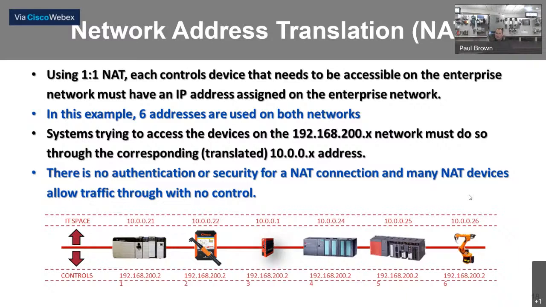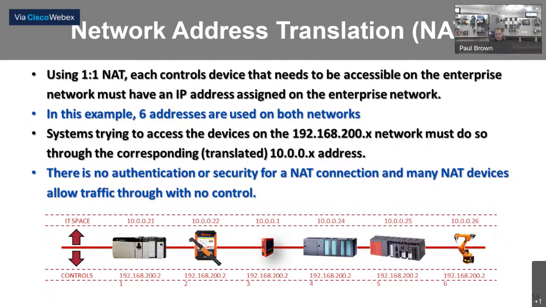The ICS Defender manages that with a table where you set up the table, and when a packet is seen on the IT side with the IT side address, the table will translate that to the control side IP address and pass it on.